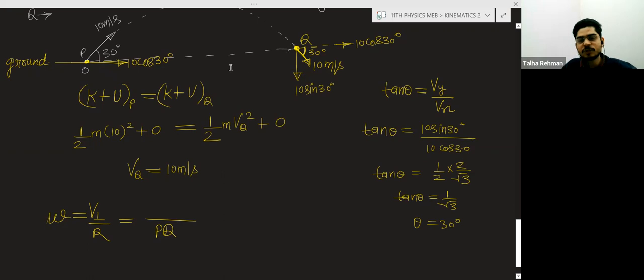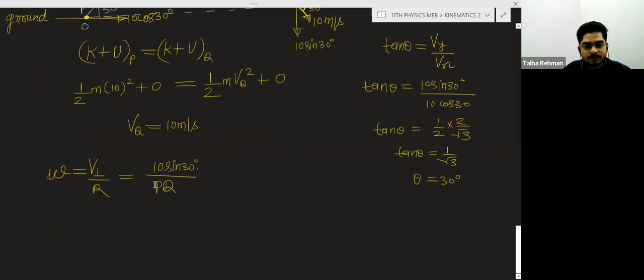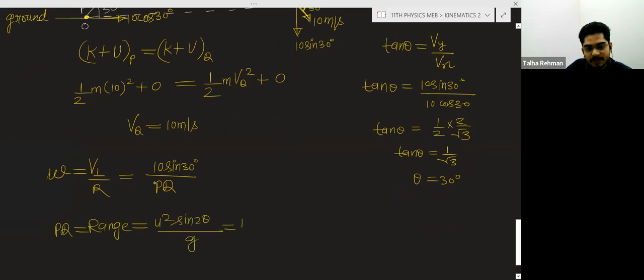And what is the PQ distance? PQ is basically the range of the projectile. Perpendicular to this range, this is the velocity, that is 10 sin 30 degree. How do we calculate the range? U square sin 2 theta divided by g. U square means 10 square, sin 60, divided by, taking the value of g as 10.